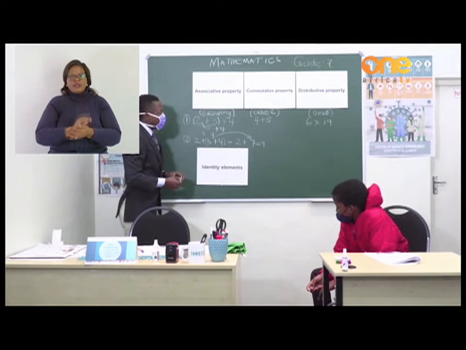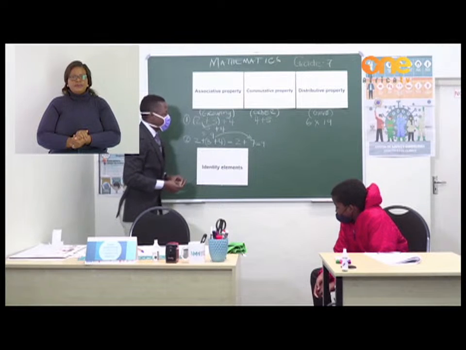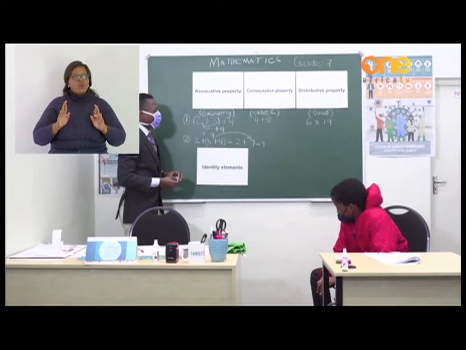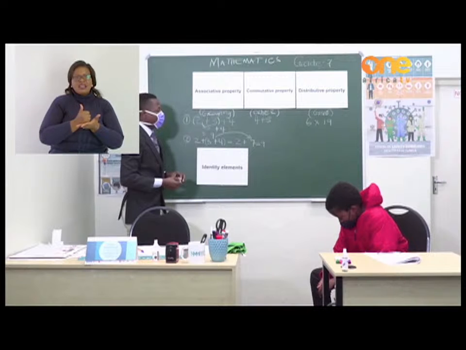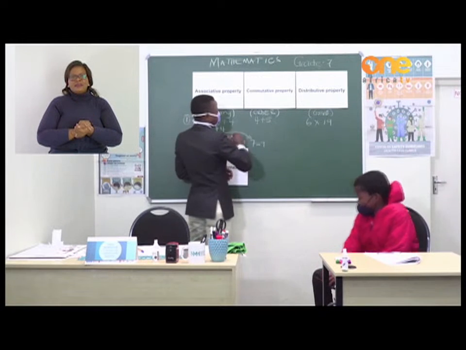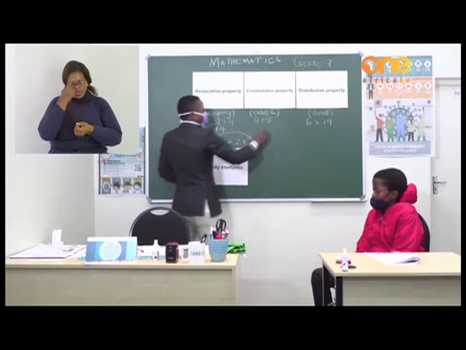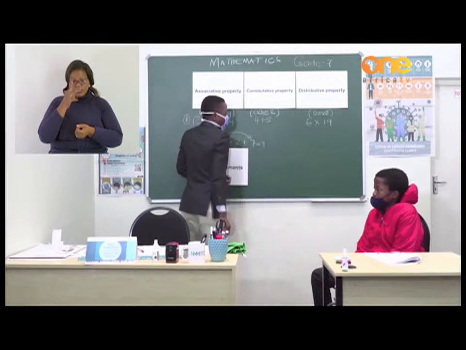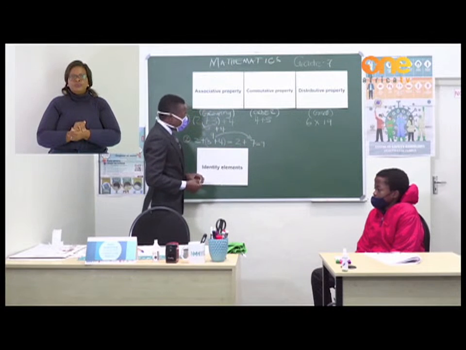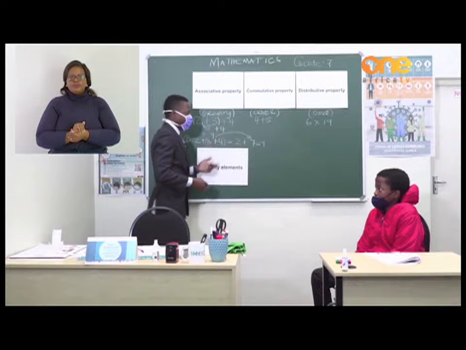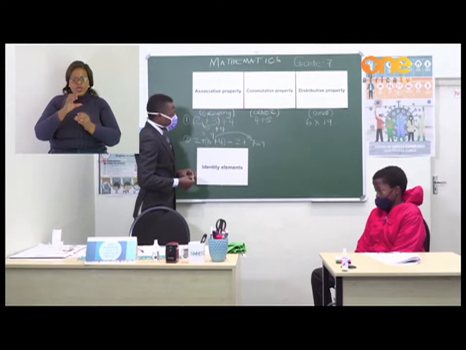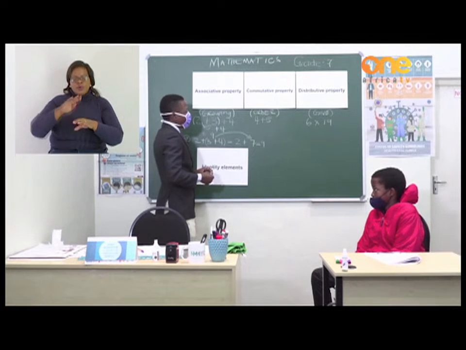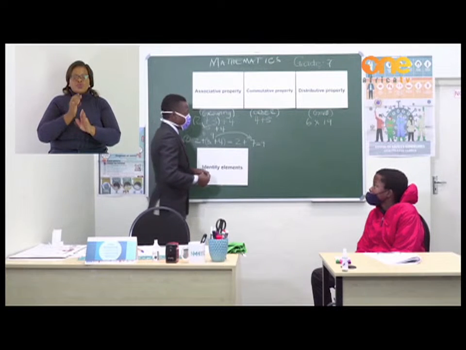I said this is also explained in grade 6. We can always go and watch those videos and understand much better. Let me move to commutative property. Commutative property, there is an order. There is an order that you have to change.